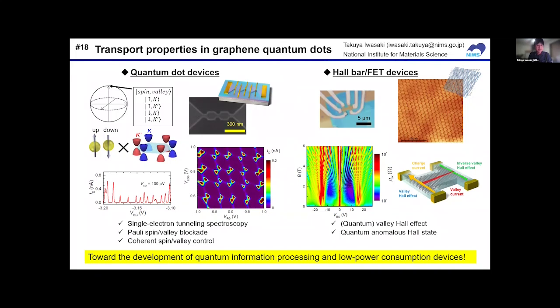We've also been studying spin and valley in standard Hall bar and FET devices based on moiré materials, in which we investigate the valley Hall effect, the quantum anomalous Hall effect and so on, for future low power consumption devices. If you have an interest in our research and have any questions, please contact me.